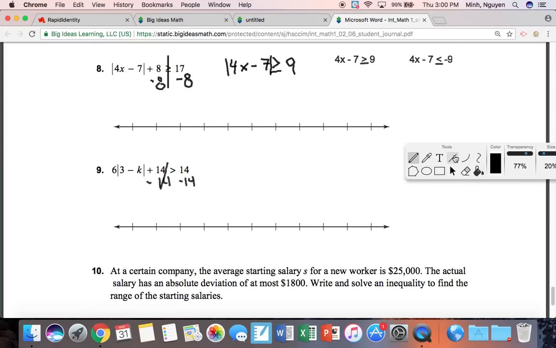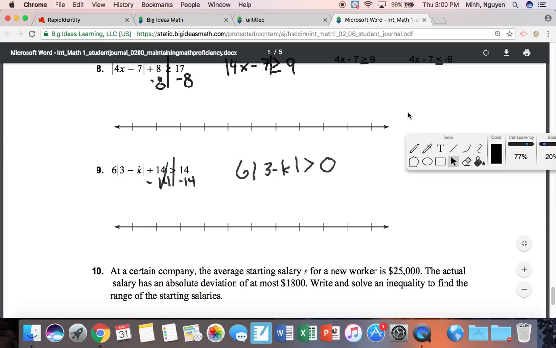Again, we're trying to isolate the absolute value part of the expression. So that's 6 times 3 minus k is greater than 14 minus 14, which is 0. So at this point, the only answer that will not work is, oh well, you know, I'll show you anyways. So divide everything by 6.